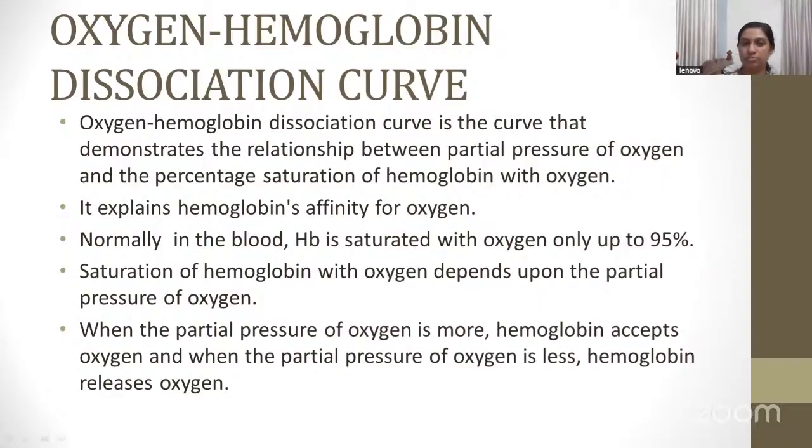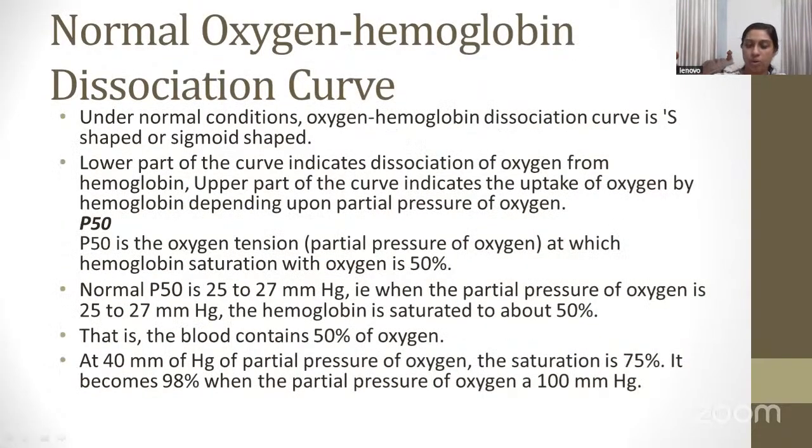So, what is a normal oxygen hemoglobin dissociation curve? Under normal conditions, it is S-shaped, or sigmoid shape. The lower part of the curve indicates the dissociation of oxygen from hemoglobin, and the upper part of the curve indicates the uptake of oxygen by the hemoglobin, depending upon the partial pressure of oxygen. So the lower part indicates dissociation and the upper part indicates the uptake of oxygen. It all depends upon the partial pressure of the oxygen available.